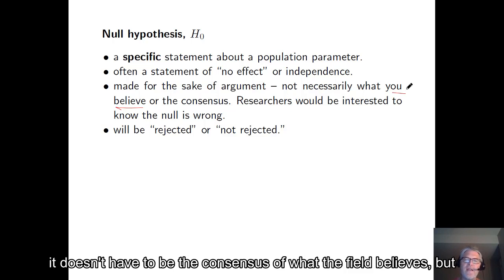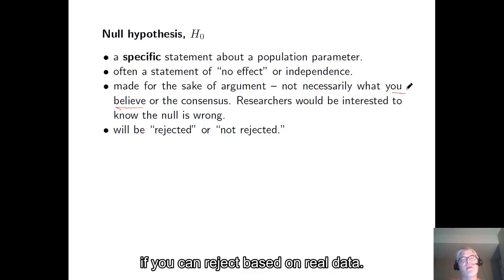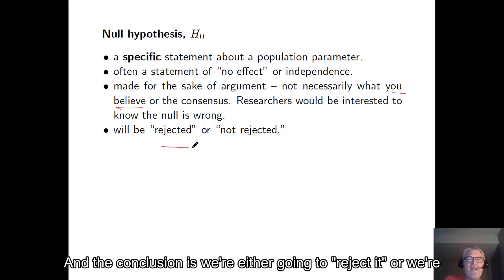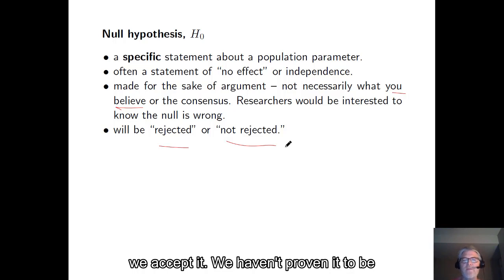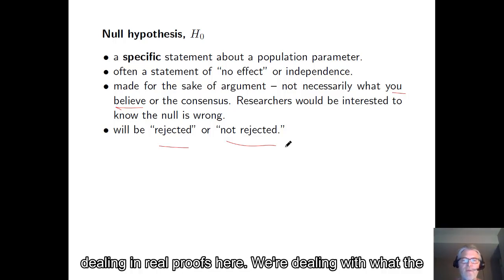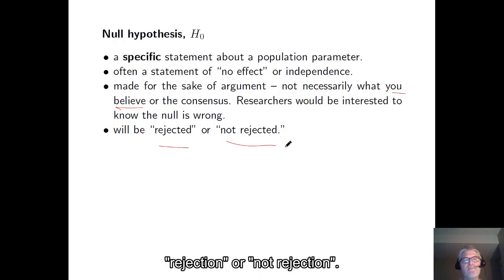So it doesn't have to be the consensus of what the field believes, but it's some specific statement that you can make and see if you can reject based on real data. And the conclusion is we're either going to reject it or we're going to fail to reject it. We're never going to say we accept it, we have proven it to be true, because we're not dealing in real proofs here. We're dealing with what the data tends to prefer. And so we use this term rejection or not rejection.